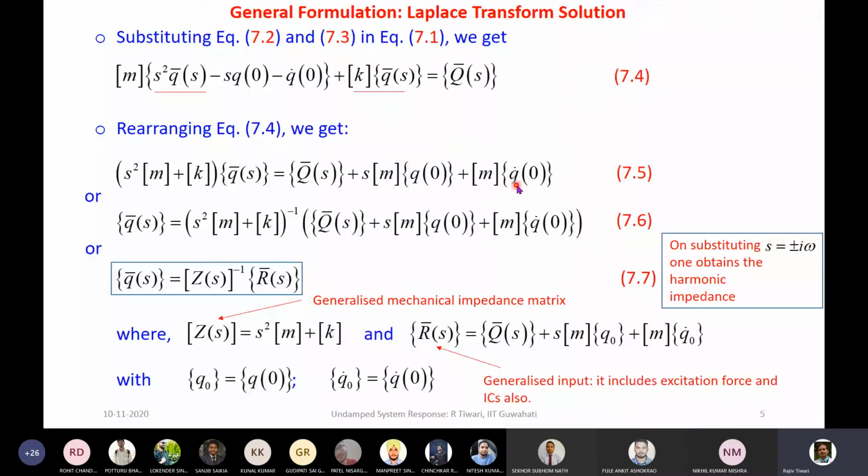the initial conditions. So now if we want the response of the system, we need to invert the terms within the bracket. So I inverted that matrix and multiplied by the force. So these are the various kinds of forces, and this is the inversion of this.